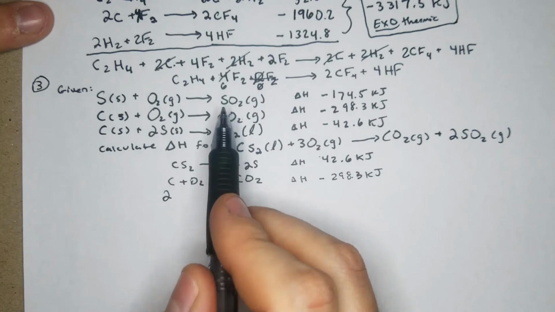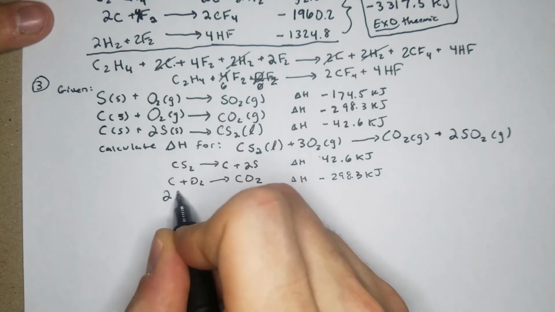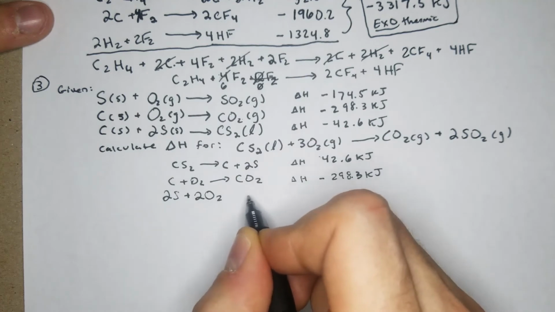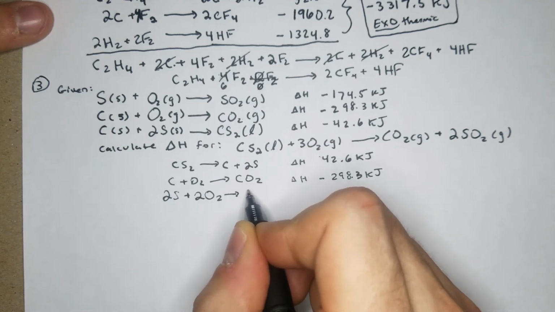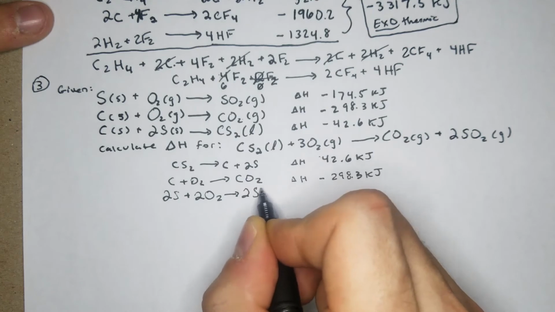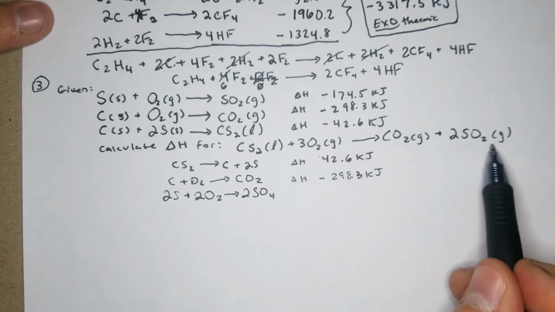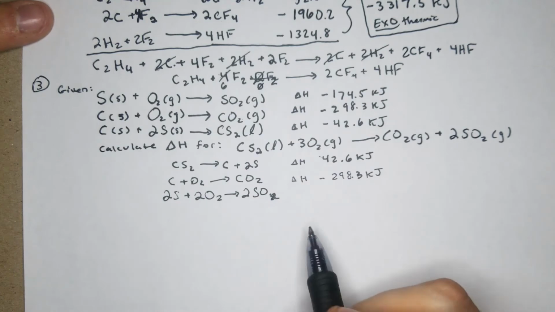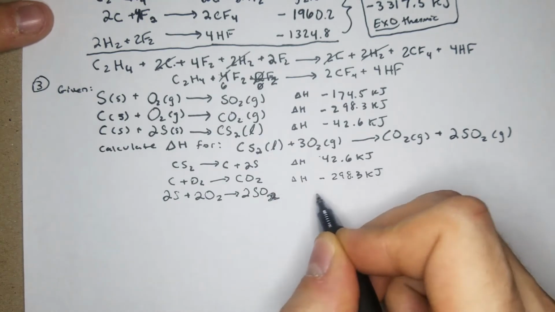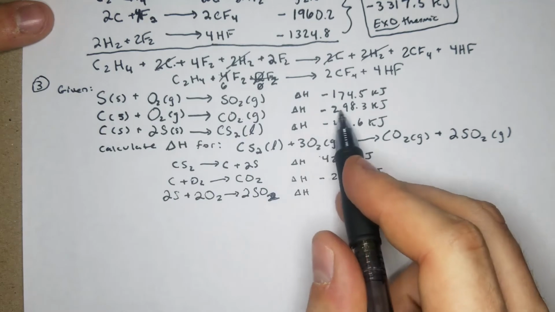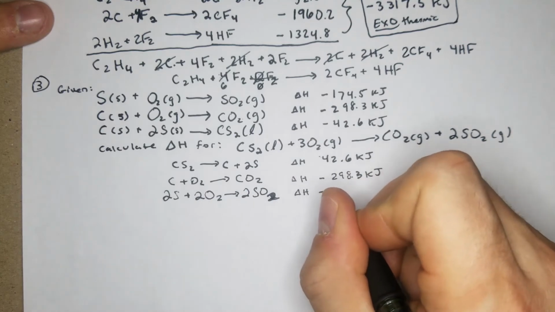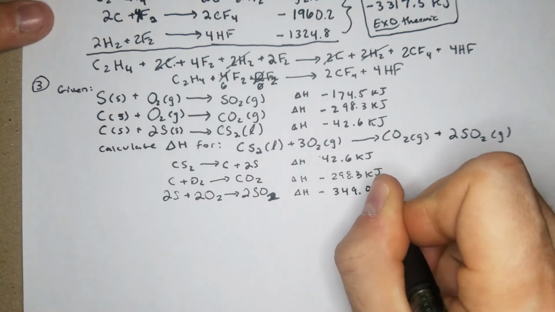That's going to be multiplying our first by 2. So 2S plus 2O2 yields 2SO2, which is exactly what we need. I'm sorry, I said SO4, but that's SO2. And then our delta H for that is going to be 2 times 174.5, and we're going to get negative 349.0 kilojoules.